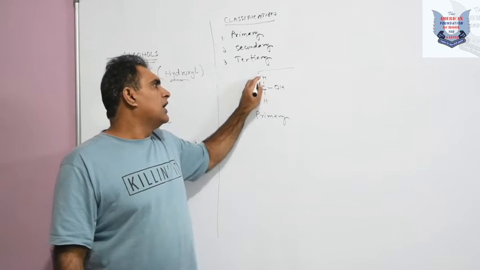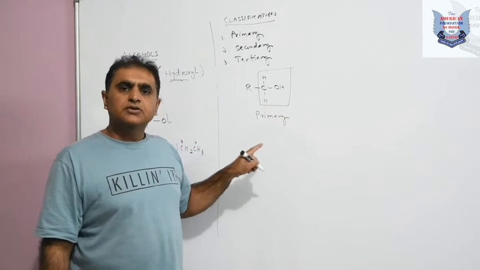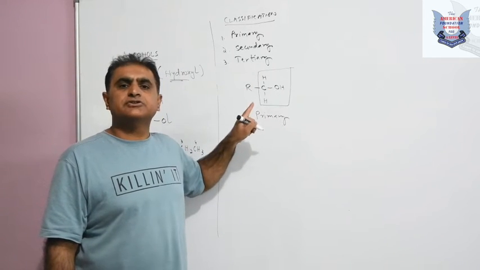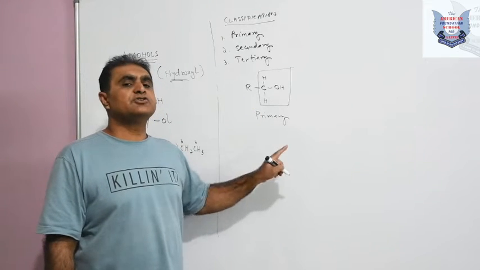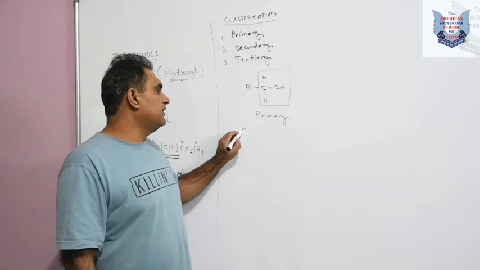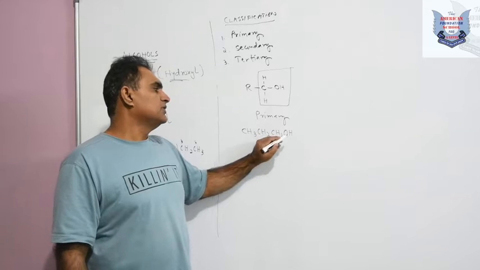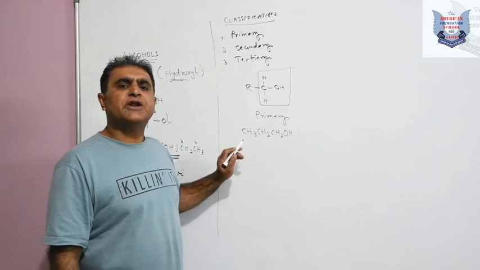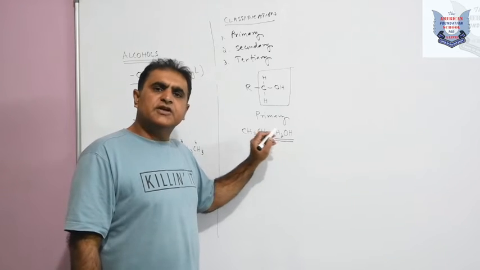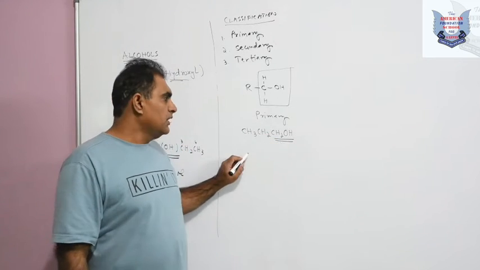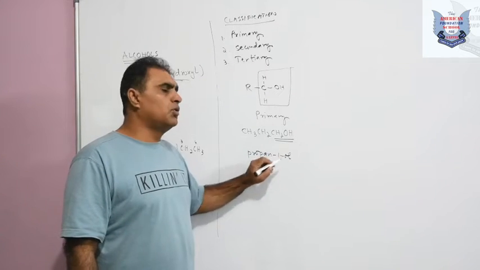So now, how do you identify that this alcohol is a primary alcohol? You should identify CH2OH. Those compounds which have the CH2OH group are considered to be primary alcohols. For example, we have CH3, CH2, CH2OH. This compound is a member of the primary alcohol family because it contains the CH2OH group. This CH2OH group represents primary, and the name of this compound is propan-1-ol.